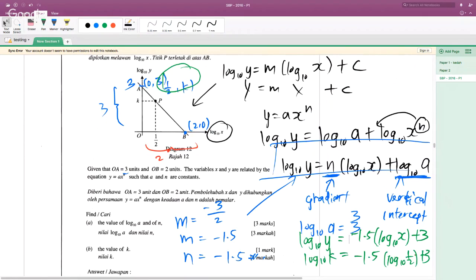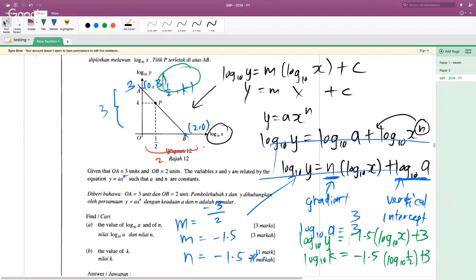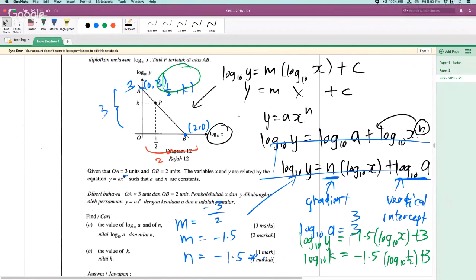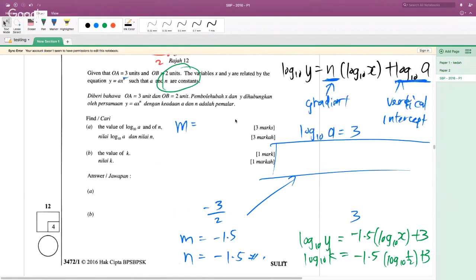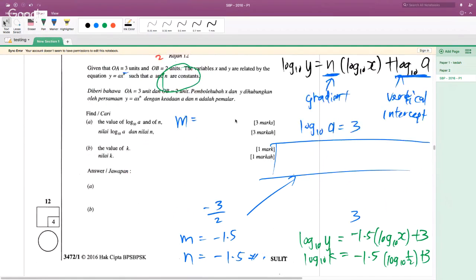All right, so until here, the thing hangs again, but let me just finish it before it hangs, because the question actually asked me to find k. I know everything here is just a value, so I'll use the calculator to solve it very fast. I will press negative 1.5 multiply log half and then plus 3.